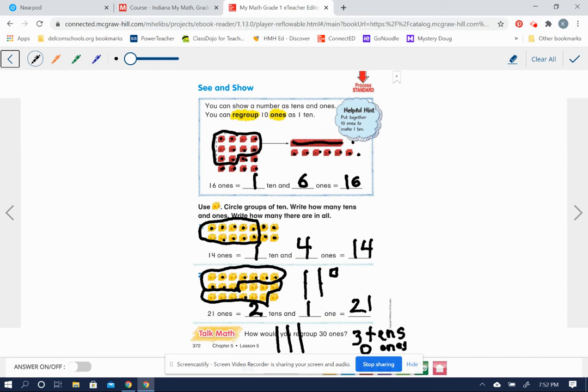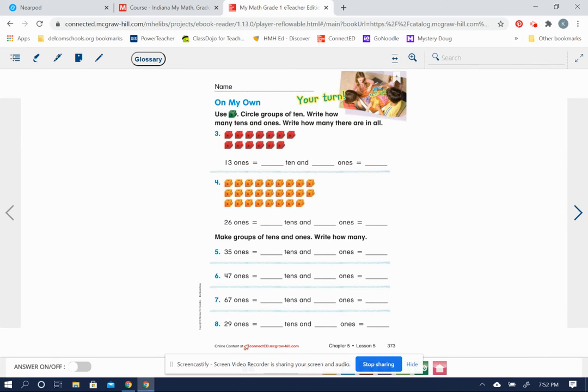All right. So the next page here, I've divided the top page into a slide for Nearpod, and I've divided the bottom into a Nearpod. So now you can see the top and the bottom is a little bit different. Here you actually have the cubes to circle to show how many tens there would be and how many ones for the total number. And here you have just the number.